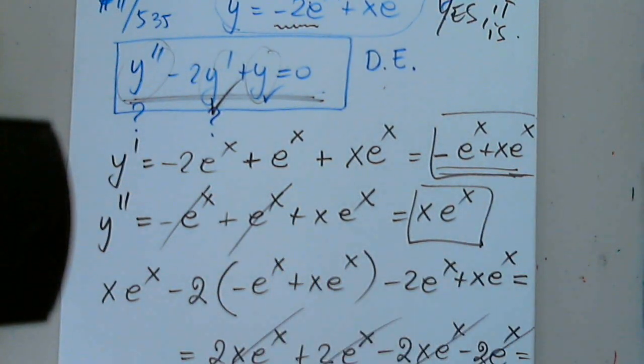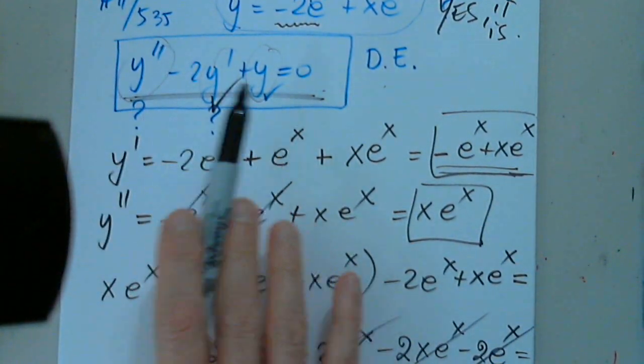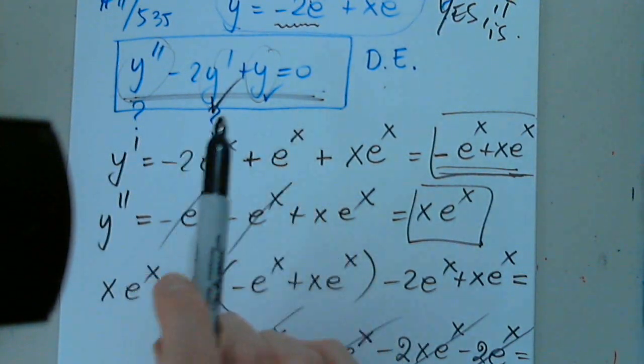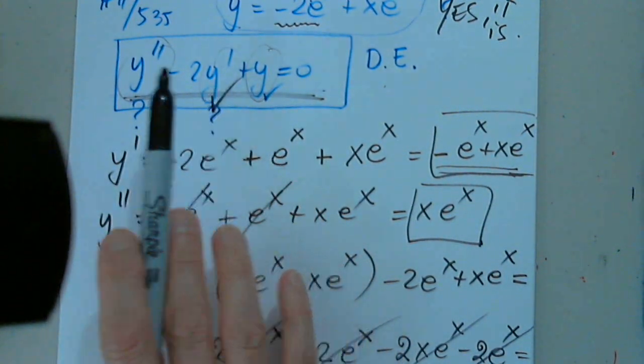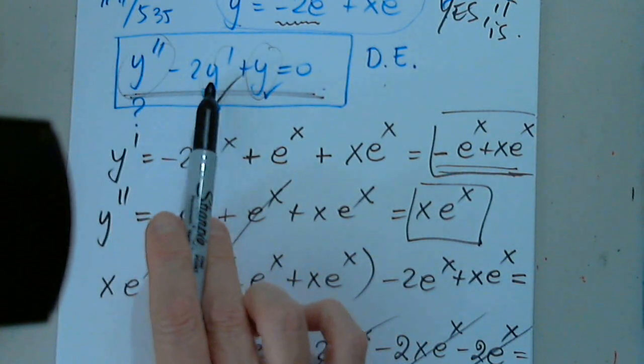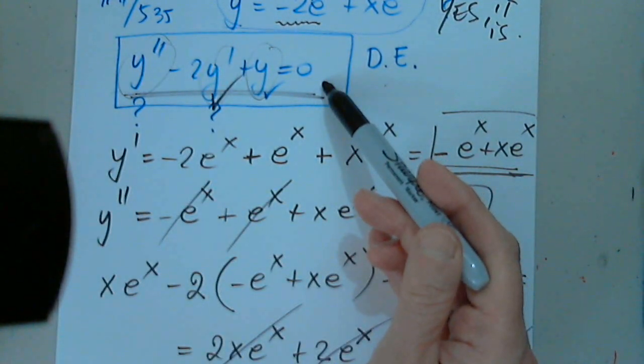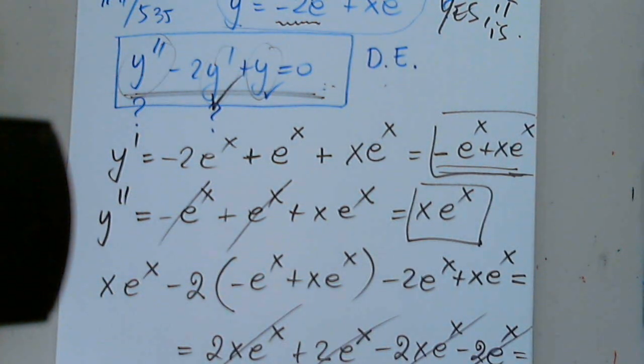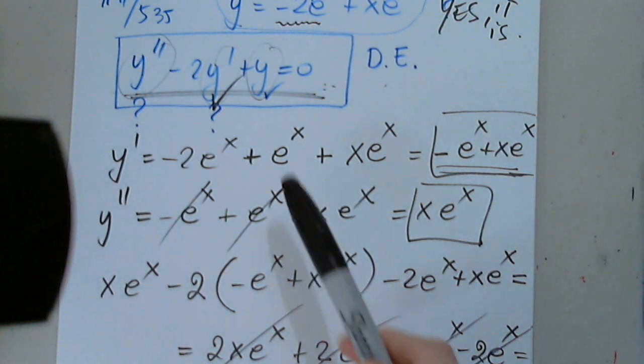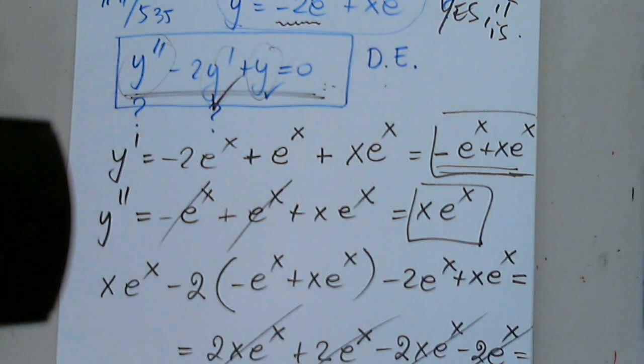I checked. I did exactly what it was telling me to do. I found the first derivative, the second derivative. I put them correctly step by step. I calculated all this and I got 0. If I got 0, then it is. What if I had gotten 5 instead of 0? What would you have said about y equals such and such? It's not a solution. Yes, because 5 cannot equal 0.